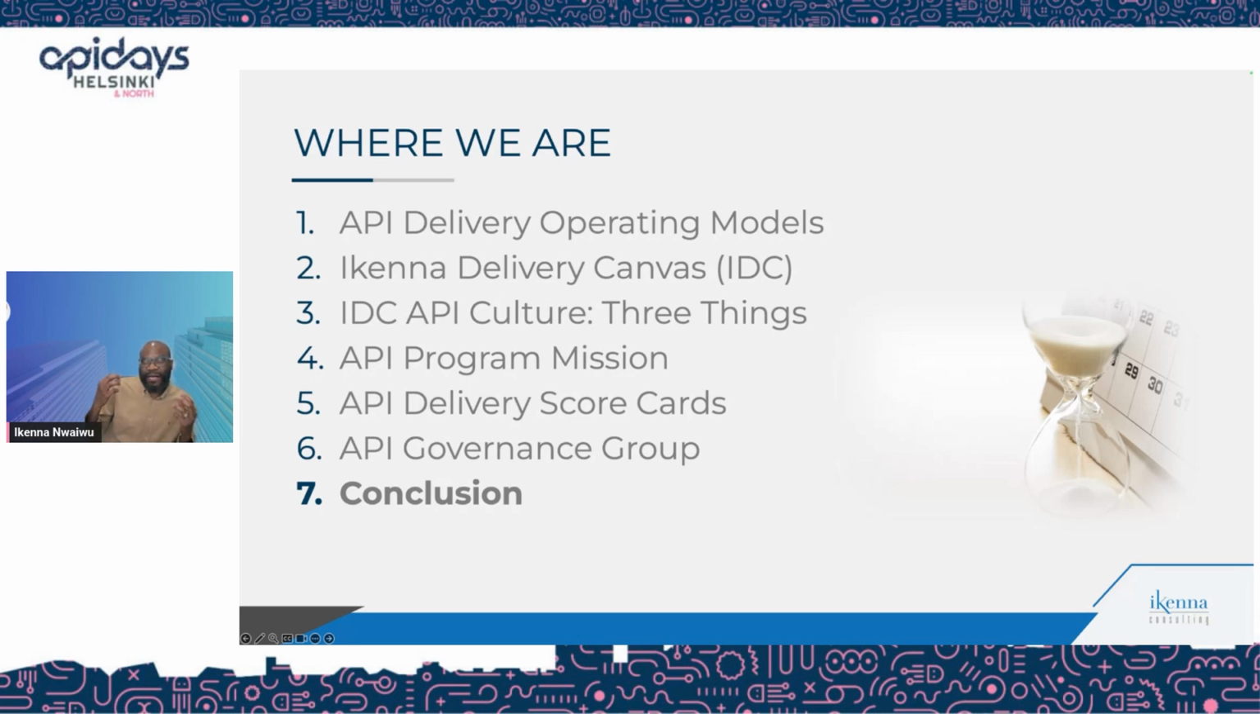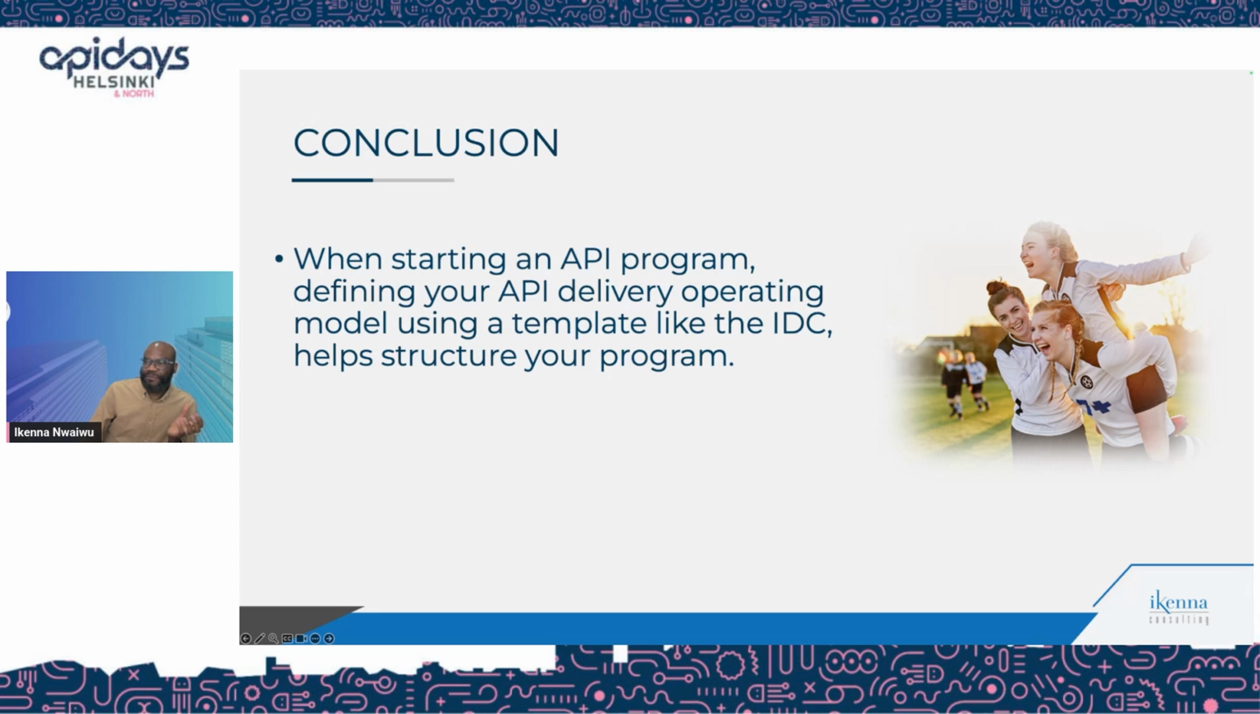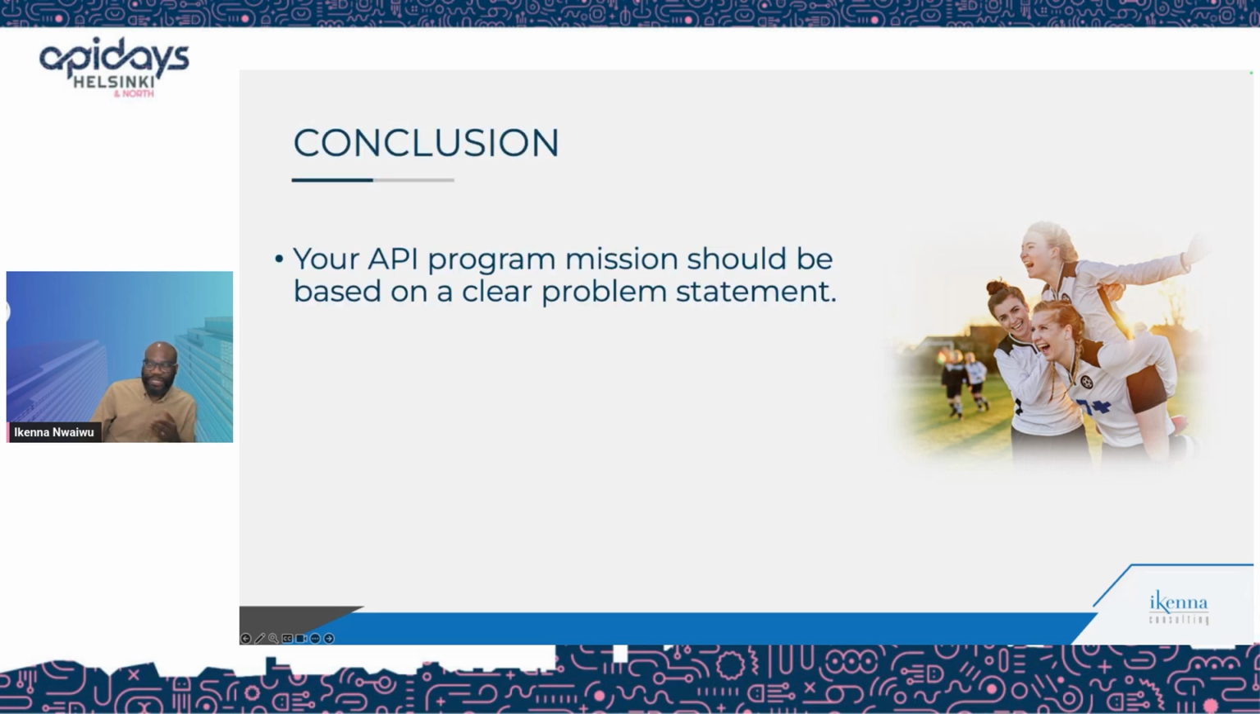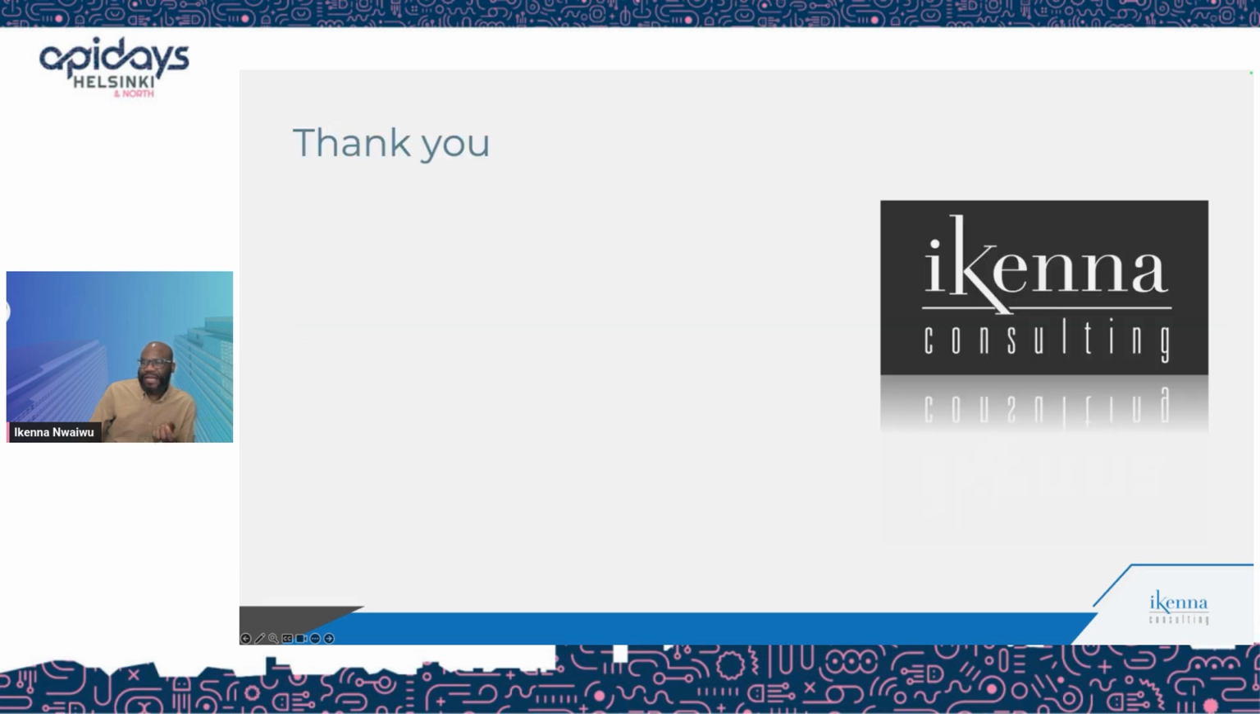The IDC also serves as a checklist to make sure you're thinking about all these things, but then also focusing on these three big things about API culture: your program mission, how you're going to measure success with delivery scorecards, and your governance group to help shepherd those standards across the organization. So that's really the conclusion. I'll skip through this because I've talked through it, but do define the metrics using your scorecards and so on.